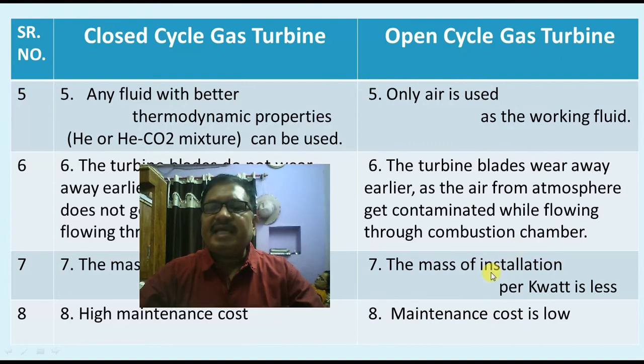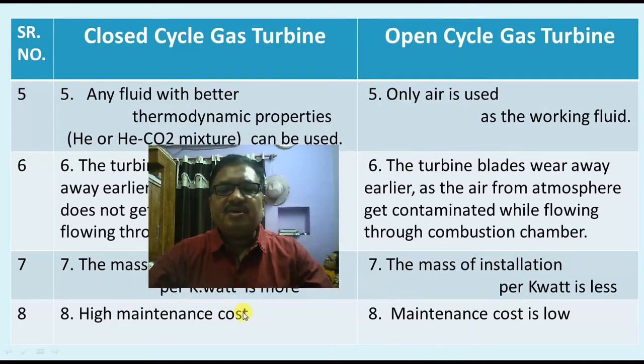But in case of open cycle gas turbine, due to same reason, the mass of installation per kilowatt is less, because the pressure is less in open cycle gas turbine compared to closed cycle gas turbine. In case of the closed cycle gas turbine, the maintenance cost is high, but the maintenance cost is low in case of open cycle gas turbine, because the closed cycle gas turbine is more complicated, more sophisticated. The heat exchanger is again complicated, and therefore the maintenance is more difficult. Maintenance cost is increased in case of the closed cycle gas turbines.